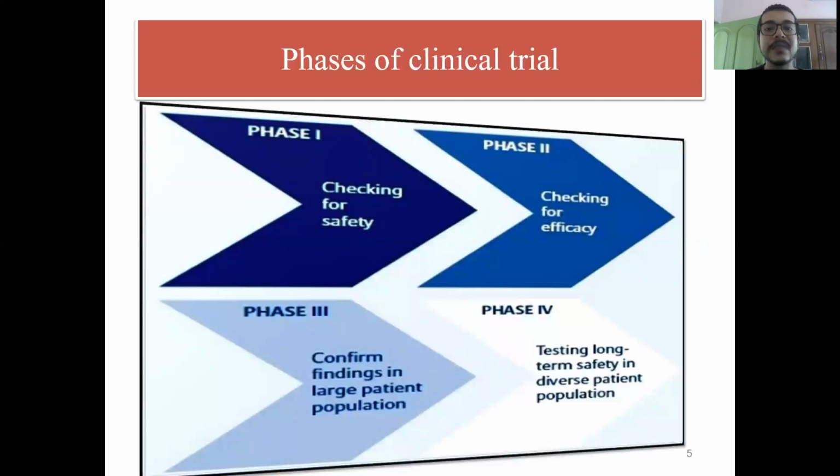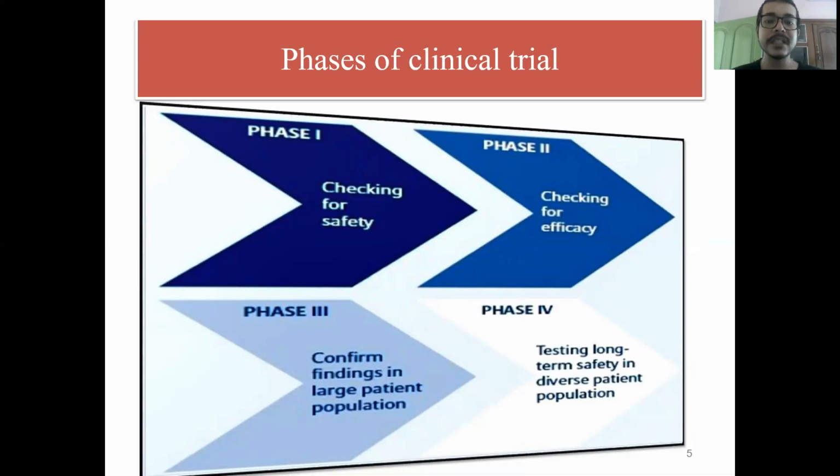So these are the basic phases of clinical trial: phase 1, phase 2, phase 3, and phase 4. Phase 1 is checking for safety. Phase 2 is checking for efficacy. Phase 3 is confirming the findings in the large patient population. And phase 4, testing the long-term safety in diverse patient population. Let me just tell you one thing that will help you to understand the things better.